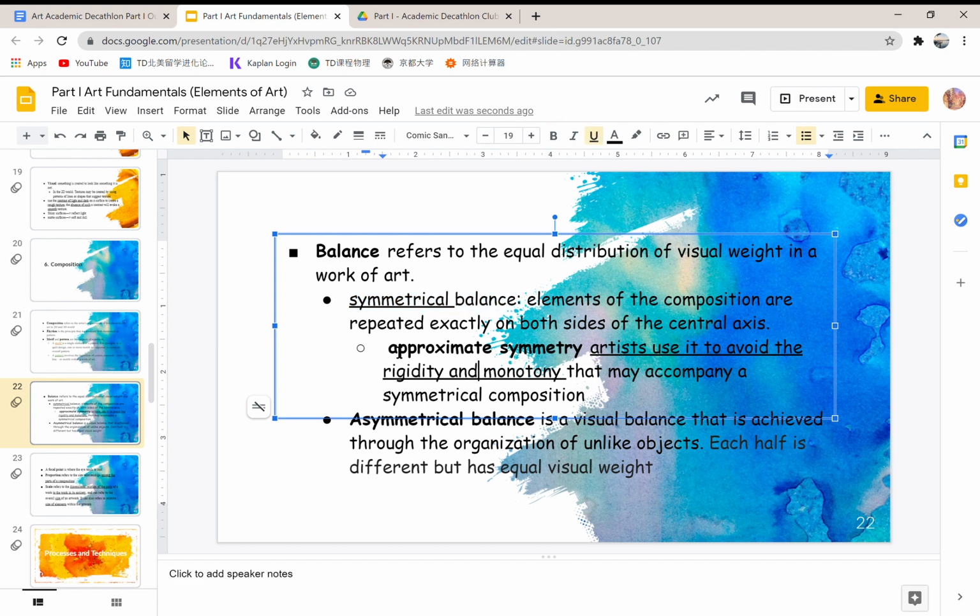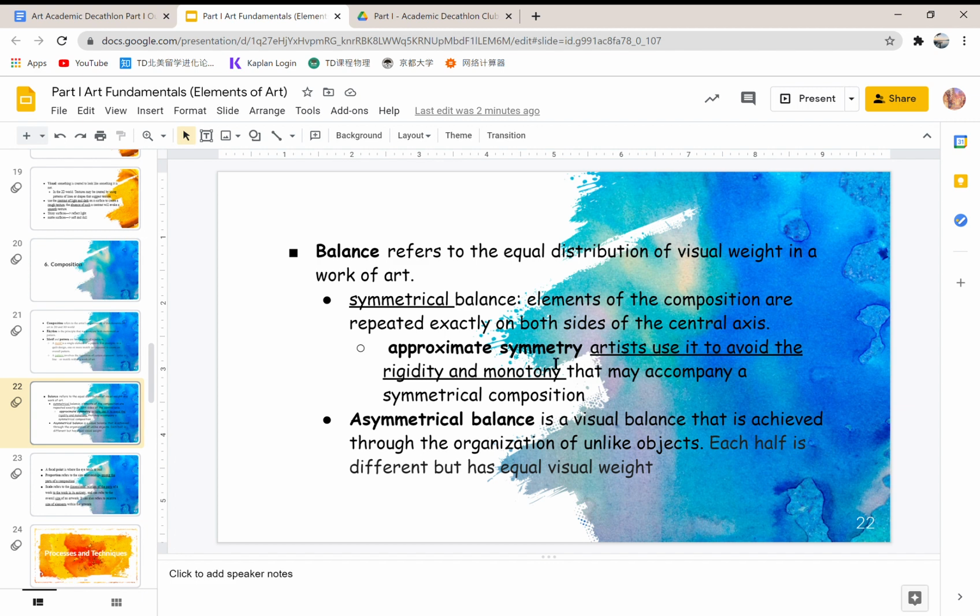And then we also have approximate symmetry underneath symmetrical balance, this category. And it says that artists use approximate symmetry to avoid the rigidity and monotony that may accompany a symmetrical composition. So what this means is that most of the time, if you tend to put an object just in the middle of the painting, sometimes it looks boring, and then by shifting the object a little bit to the left or to the right, it will make the art more interesting. So that's called approximate symmetry.